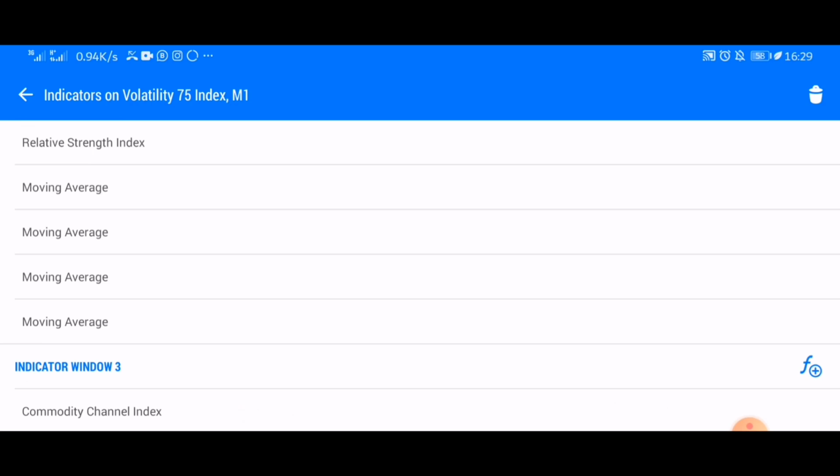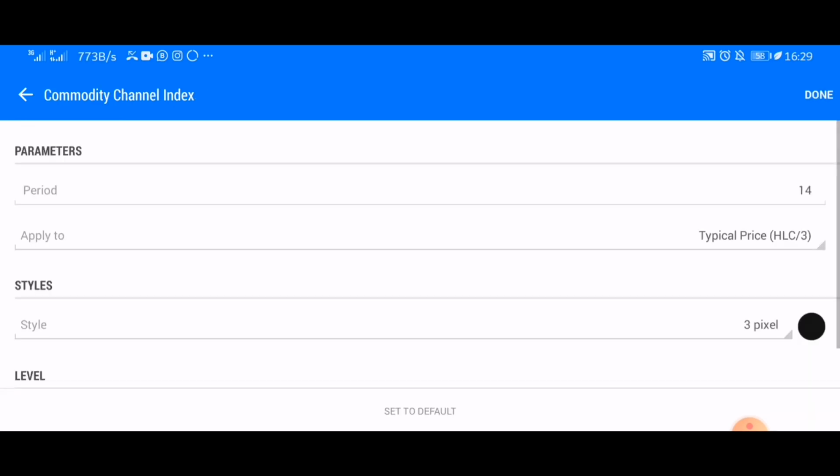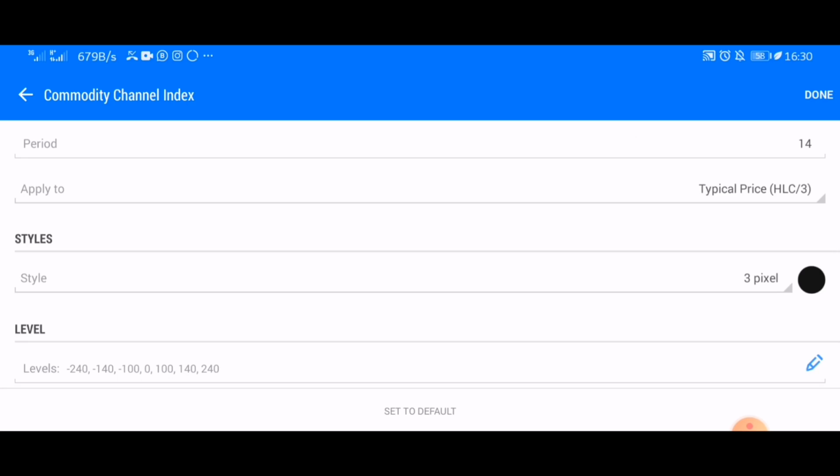Let's see the settings for that. We have the commodity channel index. Now please pay very close attention to every detail that we have here. We're going to be using period 14, apply to typical price, high low close divided by 3. And then we have the style 3 pixel black.